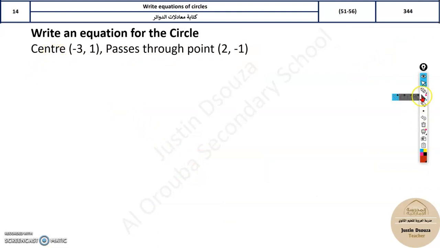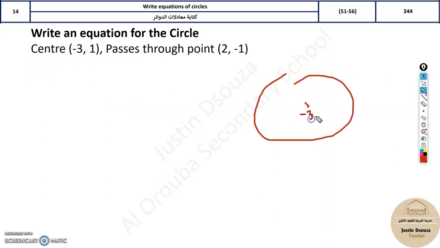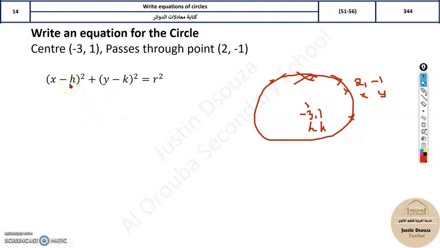See, the center is given of a circle. Center, if this is a circle, the center is minus 3, comma 1. And they have told it passes through point 2, comma minus 1. So somewhere 2 and minus 1 over here, it passes through this point. Now, it can be any point, anywhere in a circle. If a point is given, that can be considered as x and y. This over here center is always h and k. Now we know the standard form over here. This is the standard form of the circle, equation of the circle.